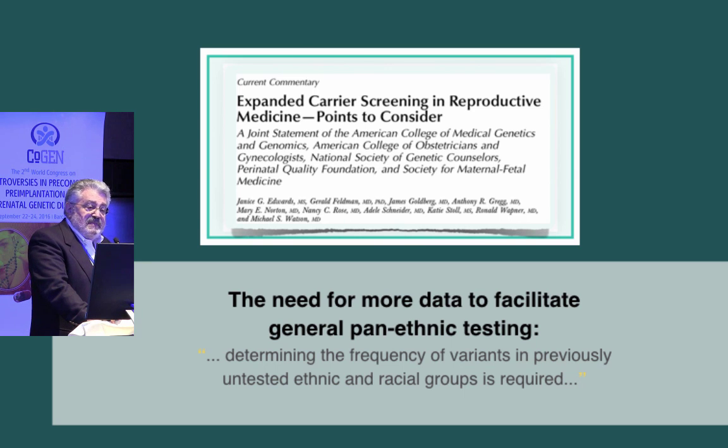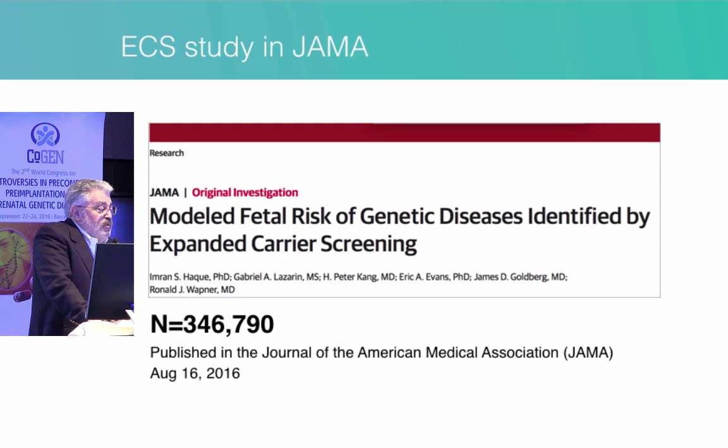And one of the things that the document indicated in terms of a need in this area was a need for more data to facilitate general pan-ethnic screening and to determine the frequency of variants in previously untested ethnic and racial groups. So we took that to heart, and we published this paper a couple of weeks ago in JAMA, a modeled fetal risk of genetic disease identified by expanded carrier screening with an N now of 346,000 individuals.